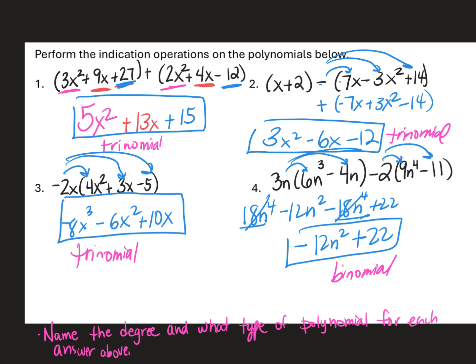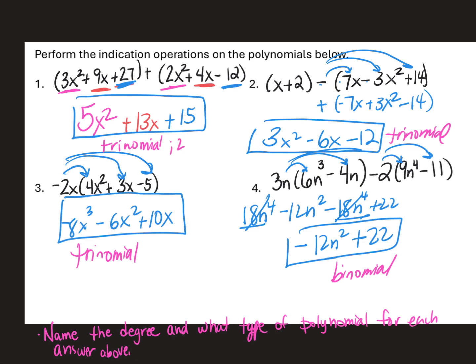And now I'm going to go back, and I'm going to name the degree for each of the polynomials. The degree of a polynomial is the degree of the highest degree of the monomials. The degree of this is 2, the degree of this is 1, the degree of this is 0. So 2 is my degree for number 1.